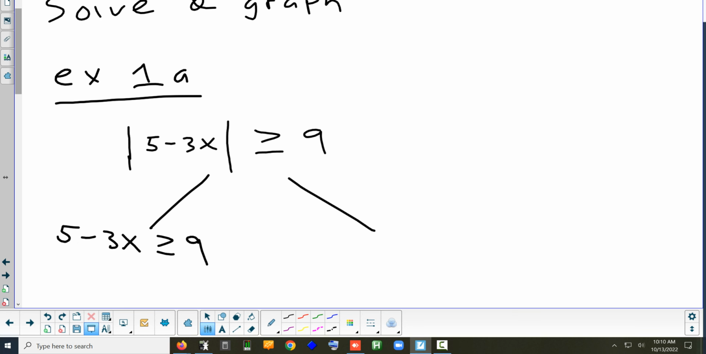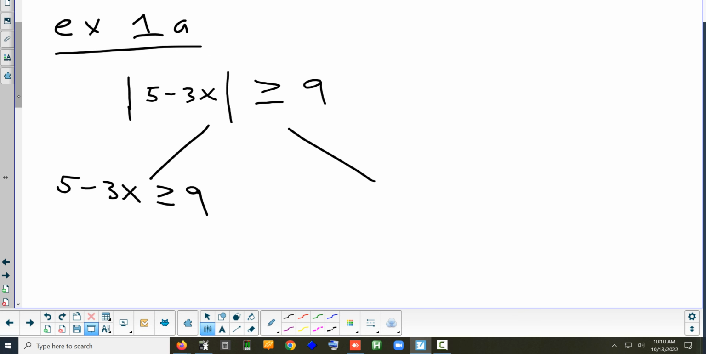Perfect. So 5 minus 3x is greater than or equal to 9. We'll come back and solve that in a minute. I need my second one. Anyone think they know what the second one is? Great. 5 minus 3x is greater than or equal to negative 9.